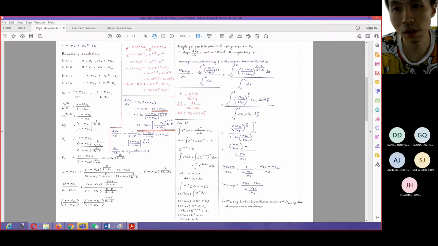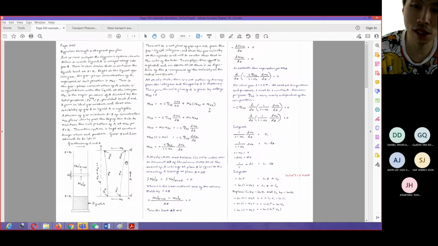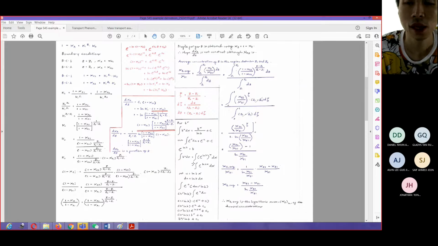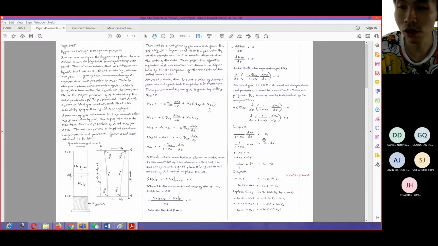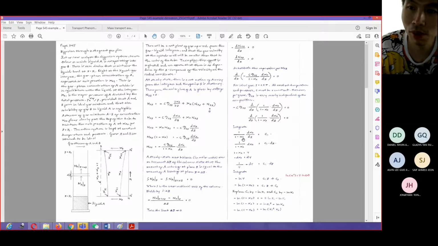So what we check is, what about dXA over dZ? So dXA over dZ in here is basically the slope at this particular position. It can be at any slope, so the slope will be different at different positions of Z. And if you go back to this equation, you know that this dXA over dZ will be equal to C1 multiplied by 1 minus XA.